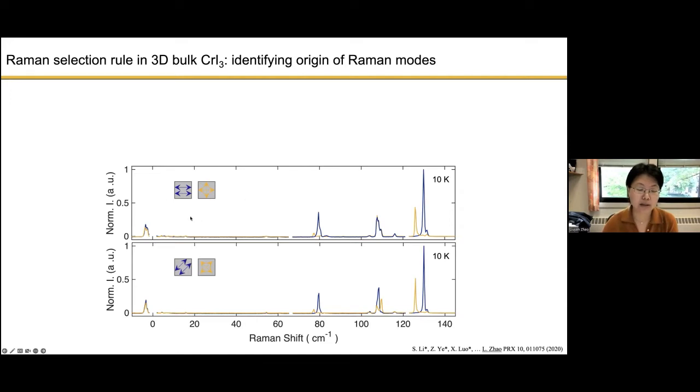We do polarized Raman spectroscopy. Here, we do parallel cross, and then we rotate the incident polarization to be horizontal and then 45-degree rotated. By doing so, we can pin down the Raman tensor and then back out the origin of the Raman modes. After that, we figure out there are a few different kinds.